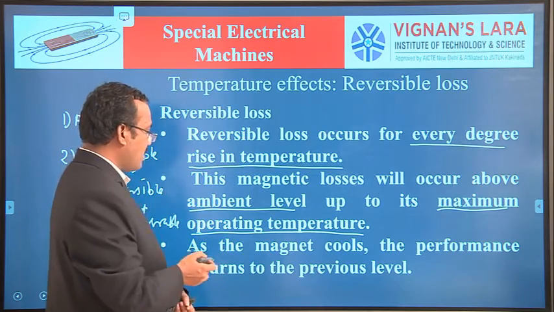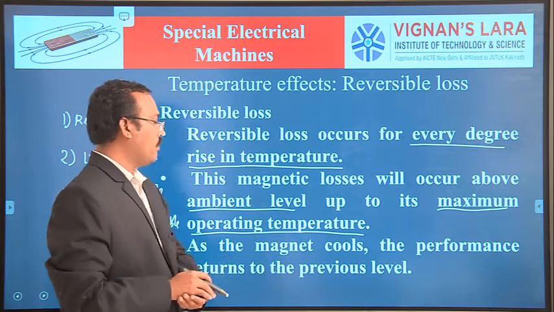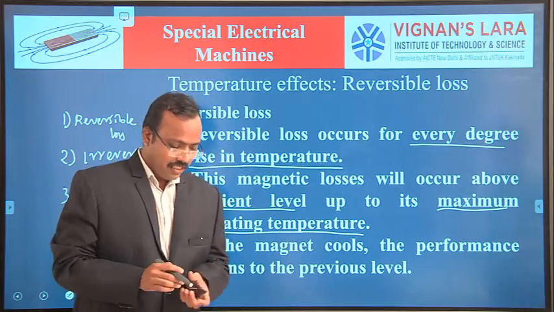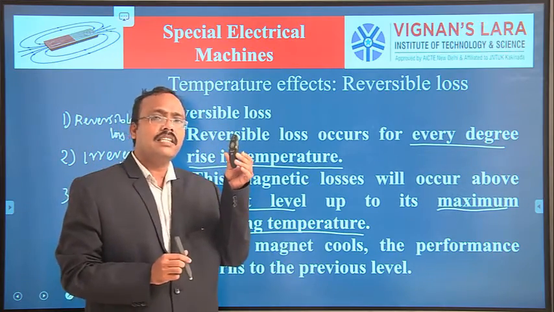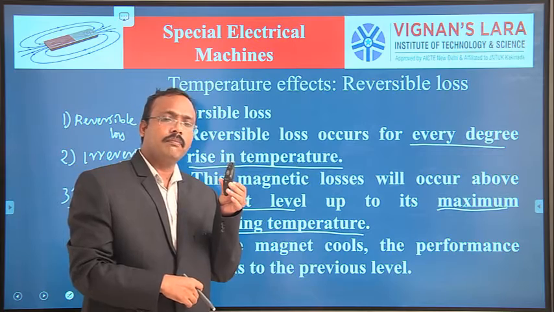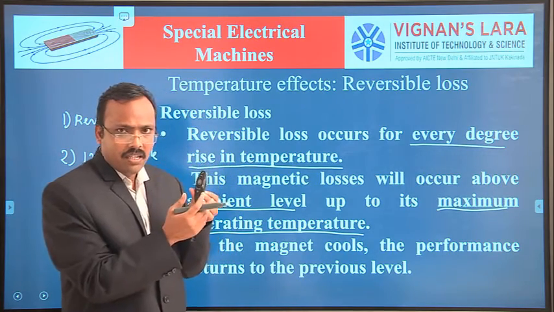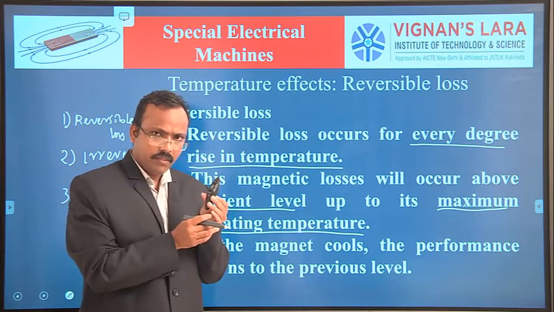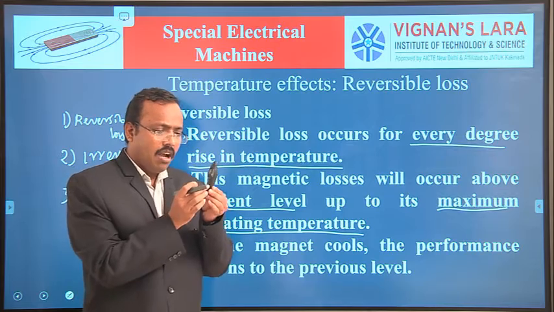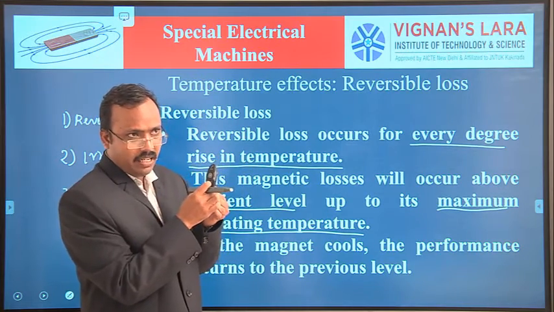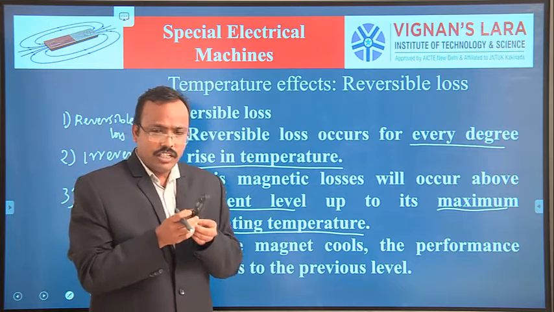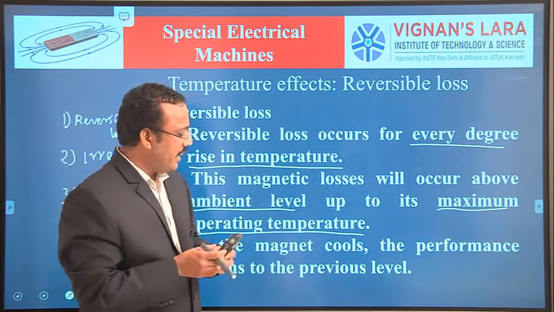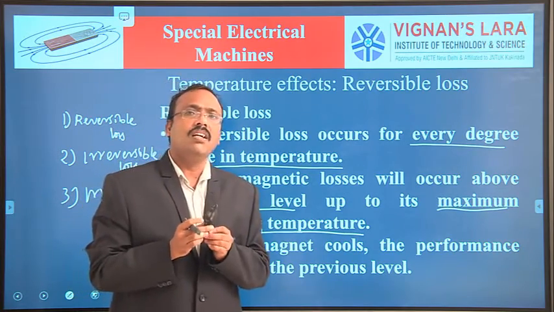As the magnet is cooled after some time, the performance returns to the original level. See here, this is a magnet. This magnet is subjected to temperature, from above ambient level up to its maximum operating temperature. After some time, what happens? This magnetic material cools. Again, we check the property of the magnet, whether it is regained or not. It does not lose the property.